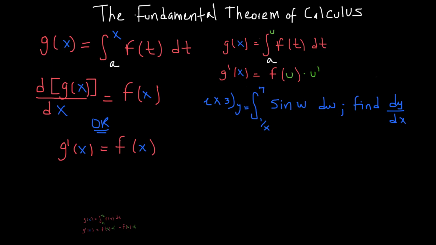Another thing that has changed is, look at the limits. They put the constant on top. But when I look at the theorem, it had the constant on the bottom, from a to x, or from a to u. So the first thing I would like to do is change it so that it looks like my theorem.